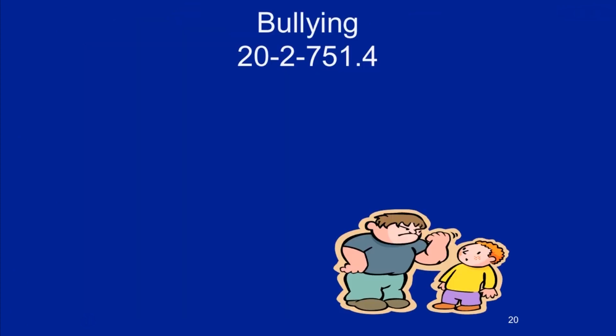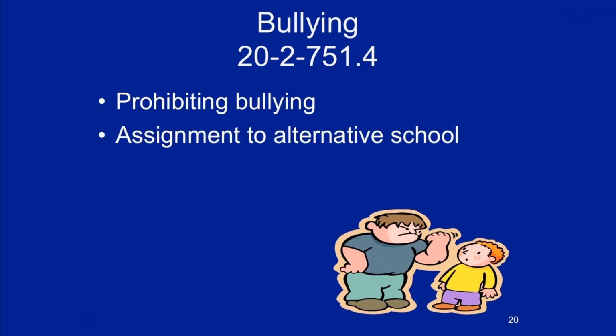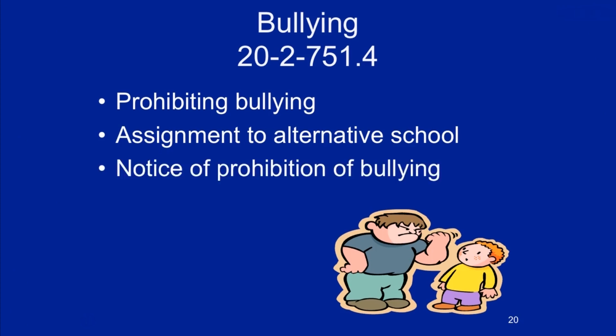Okay, moving on. Different body of law here. 20-2-751 talks about bullying. The law prohibits bullying. It talks about assignment to alternative schools. Okay, bullying. There is a law dedicated to that subject alone. The law says that we must affirmatively prohibit it. It says that students who may be involved with bullying must be assigned to an alternative school, and it provides for that. It also says that we have to have a notice of prohibition, and all students must be fully aware of it.